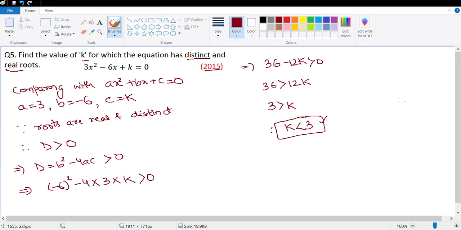Homework questions for you. That would be question number 3 and question number 2 part 1.